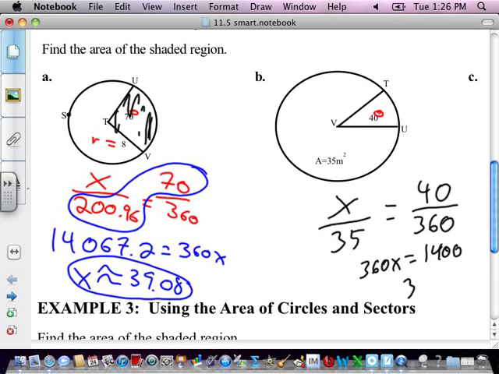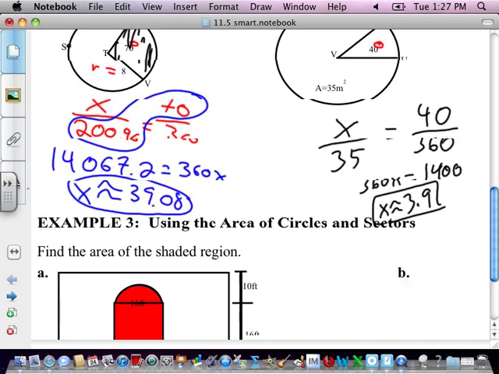X is approximately 3.9. Let's round it up. I'll just keep it as 3.8. Okay, you do that. All right, let's turn our papers over.